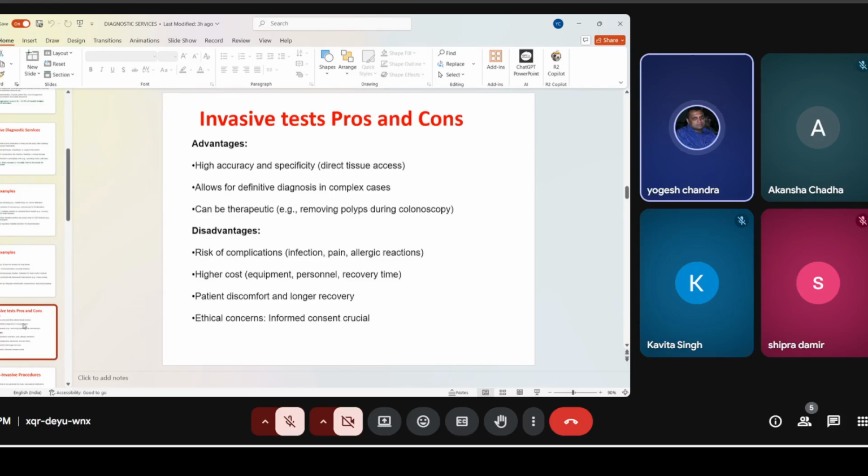Otherwise, all the non-invasive procedures don't need informed consent, but most of the invasive procedures need informed consent because of the nature of the complications, because of the various other kinds of side effects, and because the recovery part is involved. So that is why we have to take informed consent. That is a basic important point.